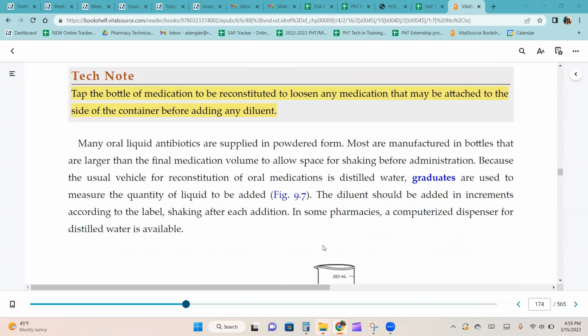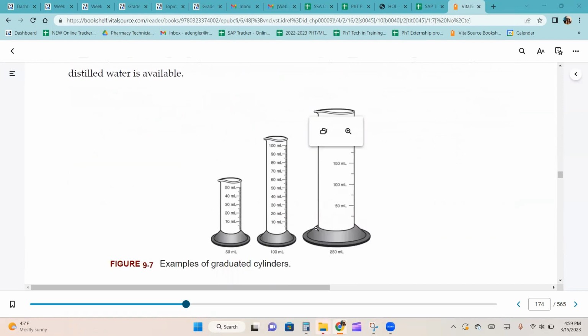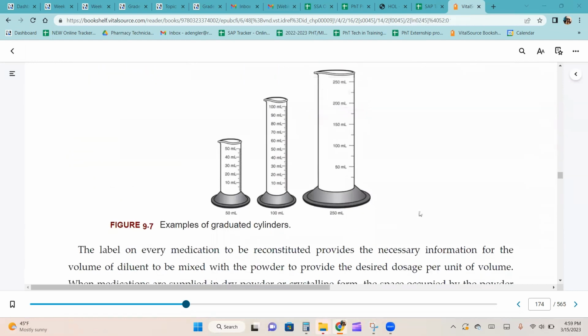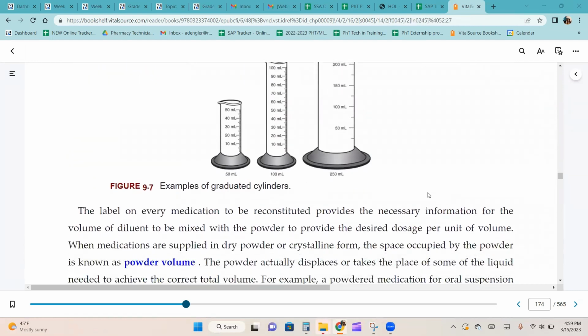Most oral liquid antibiotics are supplied in powder form. Most are manufactured in bottles that are larger than the final medication volume to allow space for shaking before administration. Because the usual vehicle for reconstitution of oral medication is distilled water, graduates are used to measure the quantity of liquid to be added. The diluent should be added in increments according to the label, shaking after each addition. In some pharmacies, a computerized dispenser for distilled water is available. So figure 9.7 shows examples of graduated cylinders.